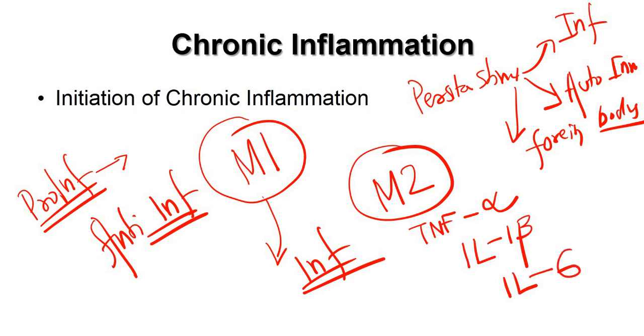These are all the cytokines. These are the various cytokines. I won't say they are pro-inflammatory or anti-inflammatory at this stage, but these are the cytokines that are involved in chronic inflammation.